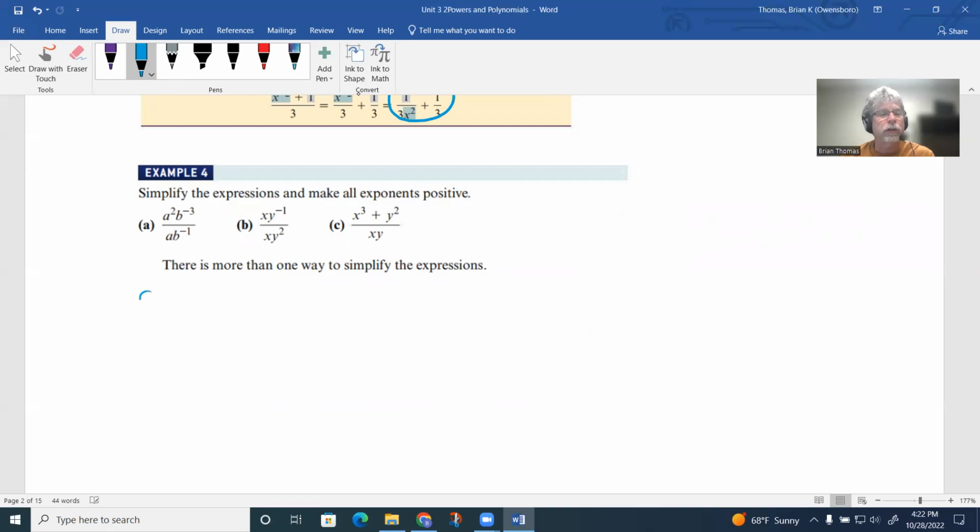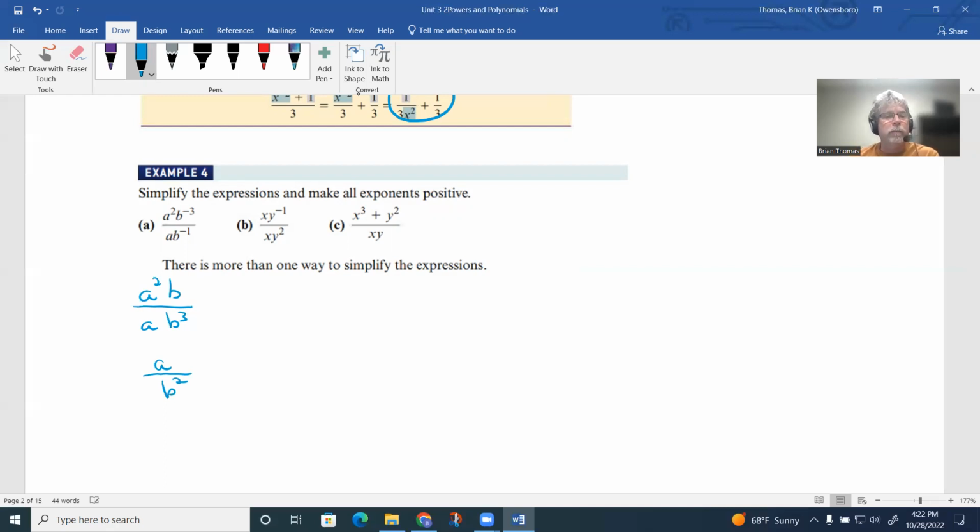So if I keep my mind straight, that a squared is going to stay put. That b to the negative 1 goes to the top. That a on the bottom stays put, but that b to the negative third goes down next there with it. And so notice how there's two a's on top and one a on the bottom. I can cancel out one a, and I'm left with an a on the top. There's one b on the top and three b's on the bottom. So I can cancel out one b, and I'm left with two b's on the bottom. So that'd be a over b squared, which is what we would consider simplifying.